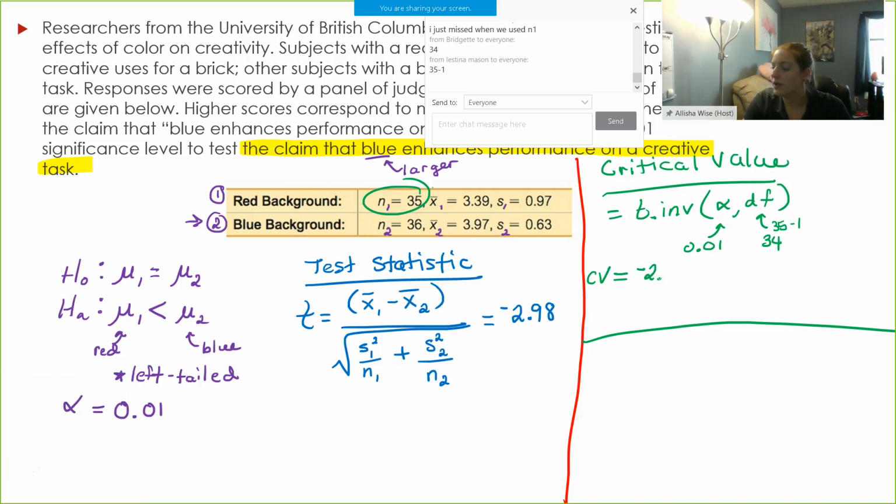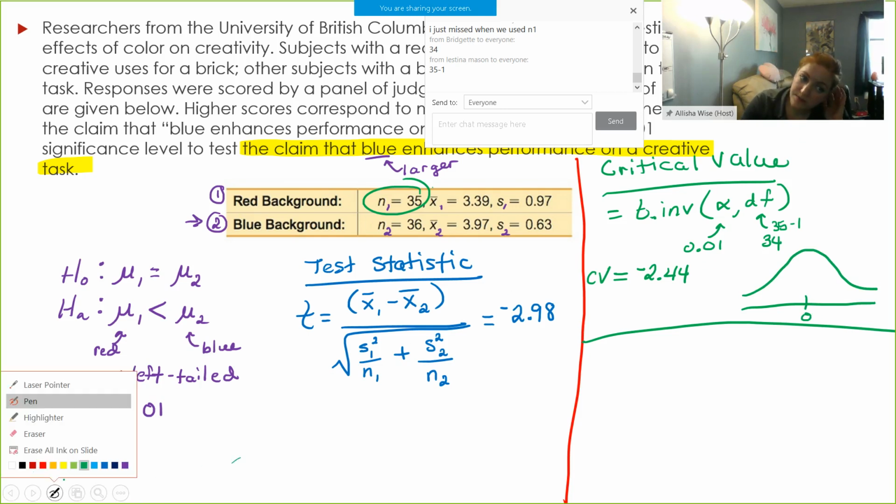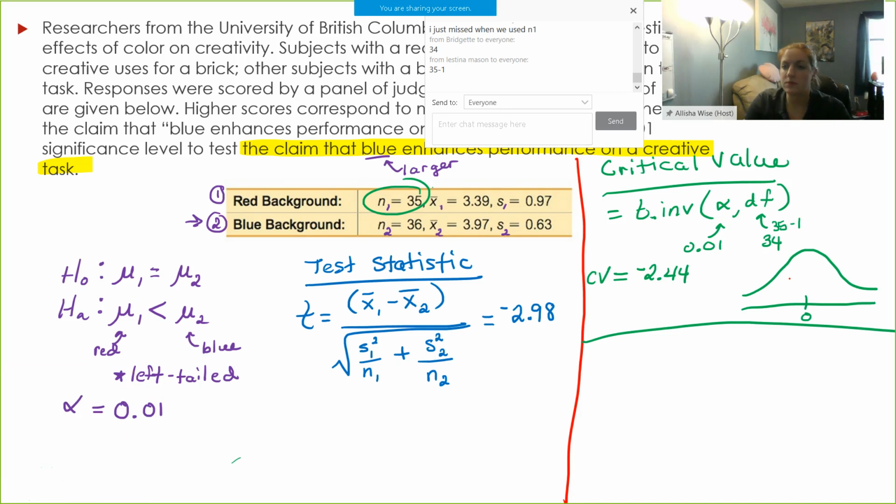Negative 2.44. So here is our wonderful curve. We've got 0 in the middle. Now our rejection region is on the left. Negative 2.44 is our rejection region, our critical value. So that's where our rejection region starts.